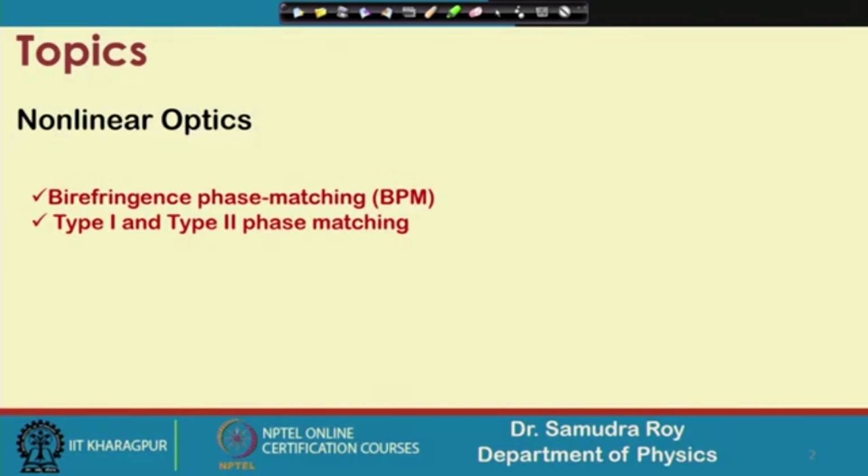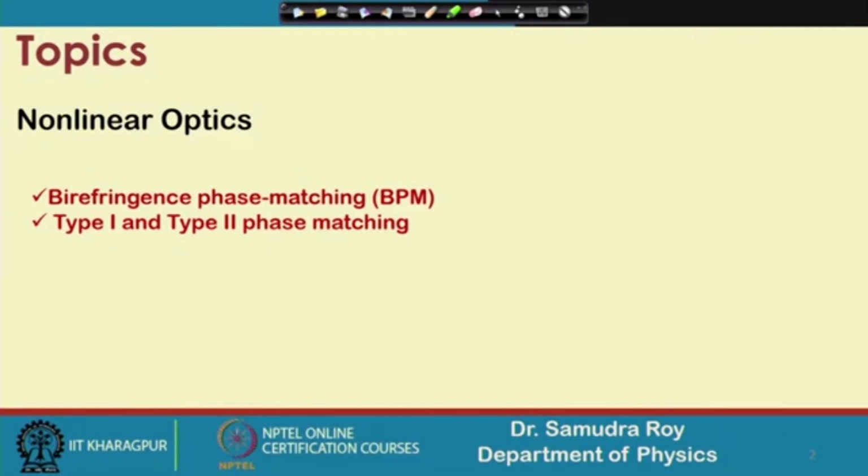So, welcome students to the next class of Introduction to Nonlinear Optics and its application. In the previous class we started a very important concept, which is called phase matching. Two different kinds of phase matching we discussed: one is birefringence phase matching, and another is quasi phase matching. So, today we will extend our study.